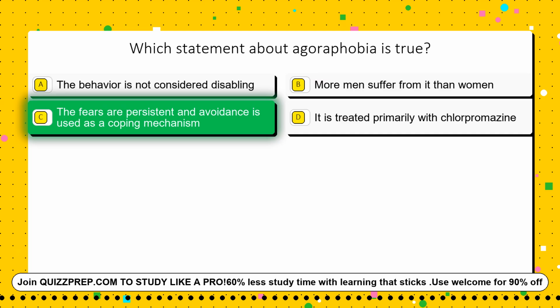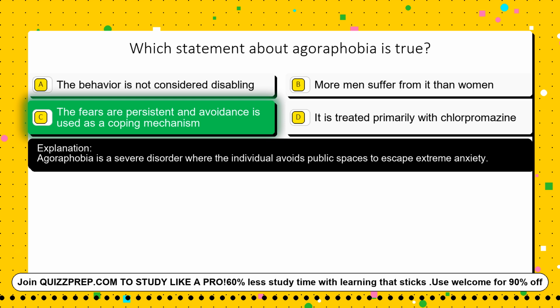The correct answer is option C. The fears are persistent and avoidance is used as a coping mechanism. Agoraphobia is a severe disorder where the individual avoids public spaces to escape extreme anxiety.